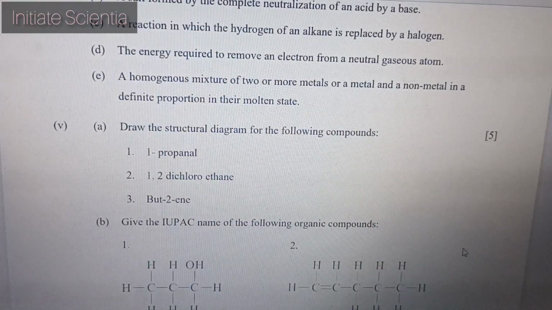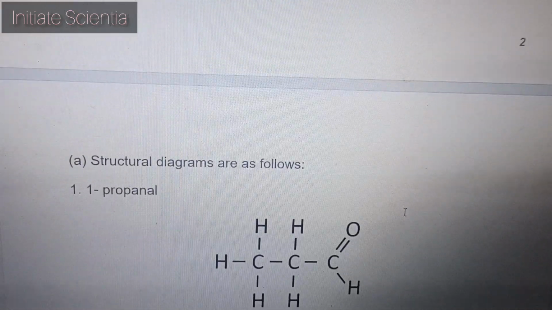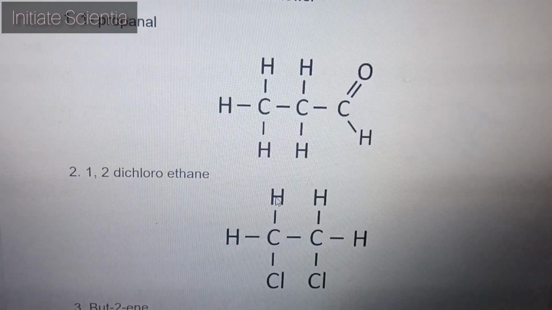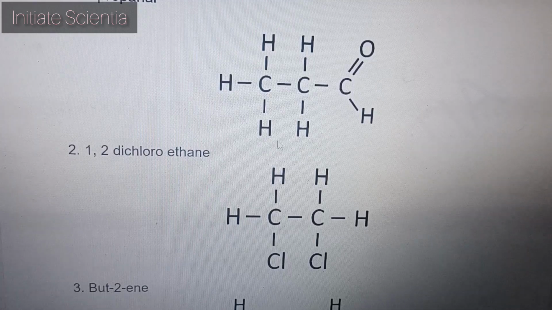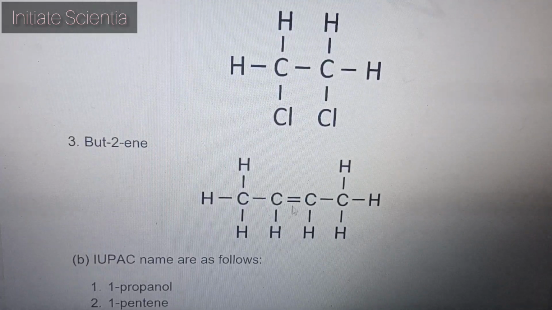Draw the structural diagram for the following compounds: 1-propanal, 1,2-dichloroethane, butene. Structural diagrams are as follows: 1-propanal with double bond C double bond O, 1,2-dichloroethane, butene.